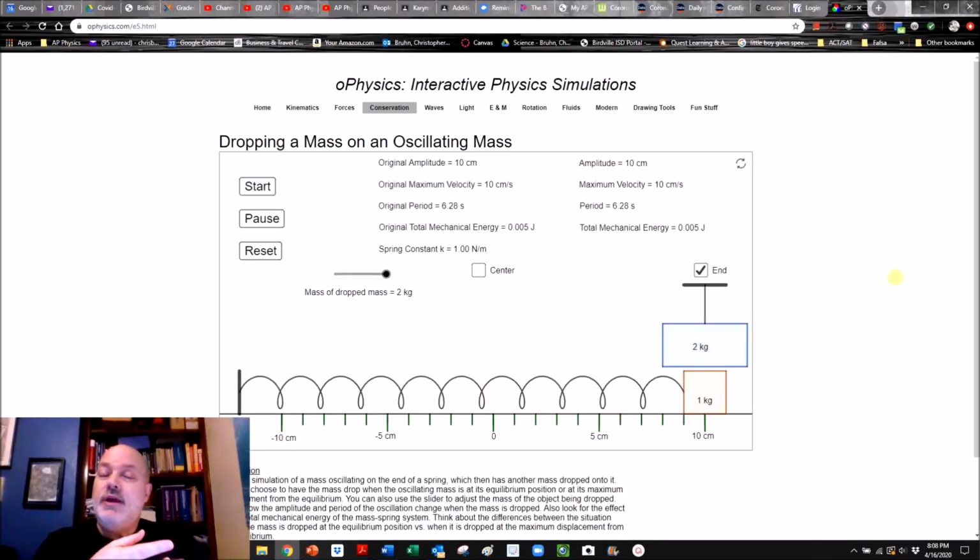Let's look at one last simulation. In this one, we have a mass that's going to oscillate back and forth, and then another mass is going to collide with it. In this case, the mass is going to be dropped on it when it's at the very end of its motion.